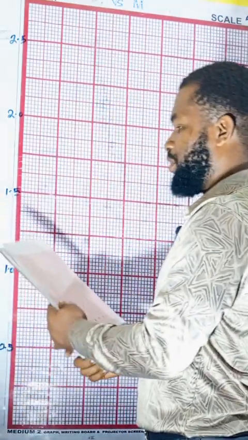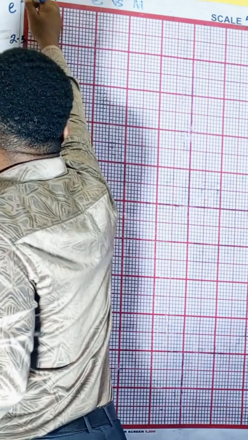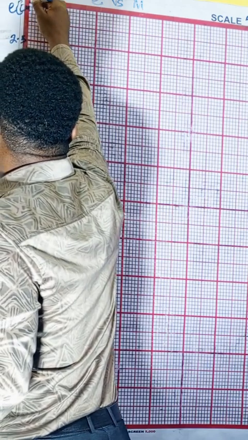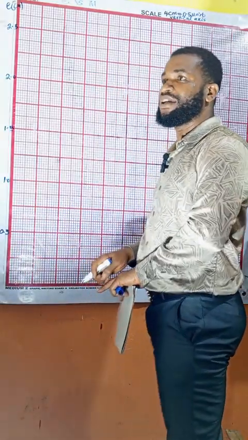And remember, what I'm plotting on the vertical is E, and that E is in centimeters. So you must put the unit. This is the quantity and this is the unit. You must present it. All these things give you marks.